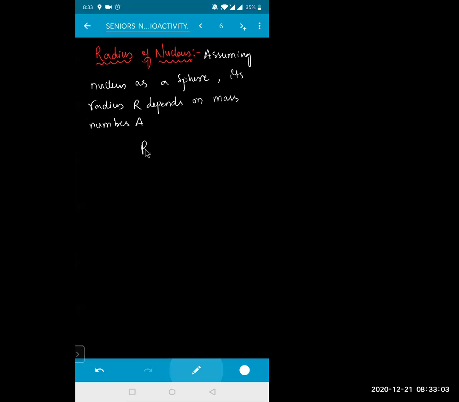See here, R is directly proportional to A to the power of 1 by 3, an experimental value. Removing the proportionality constant, R is equal to R naught A to the power of 1 by 3, where R naught is a constant. The value of R naught is 1.2 into 10 to the power of minus 15 meters, that is equal to 1.2 Fermi. 1 Fermi is 10 to the power of minus 15 meters by definition.